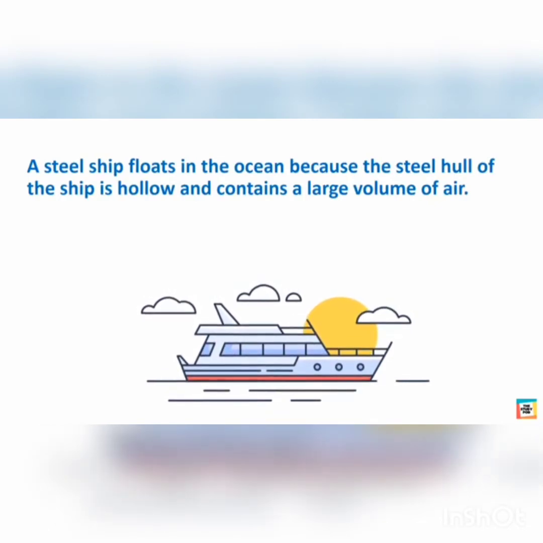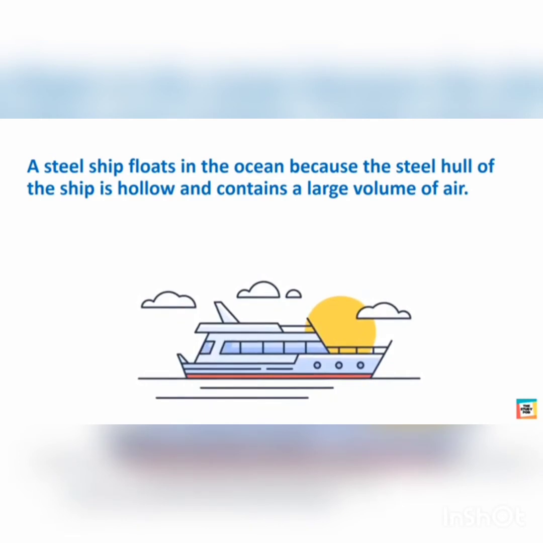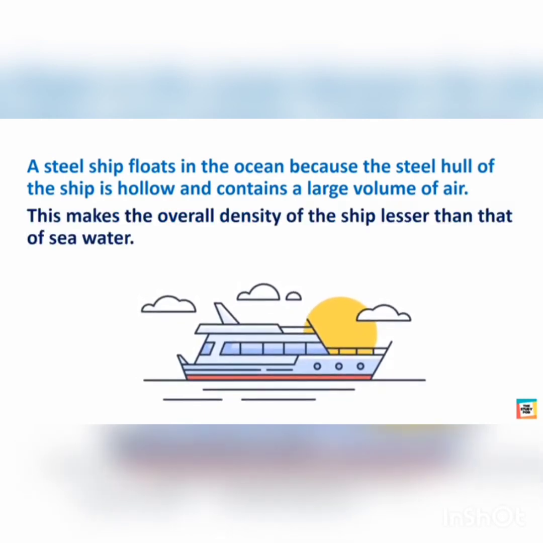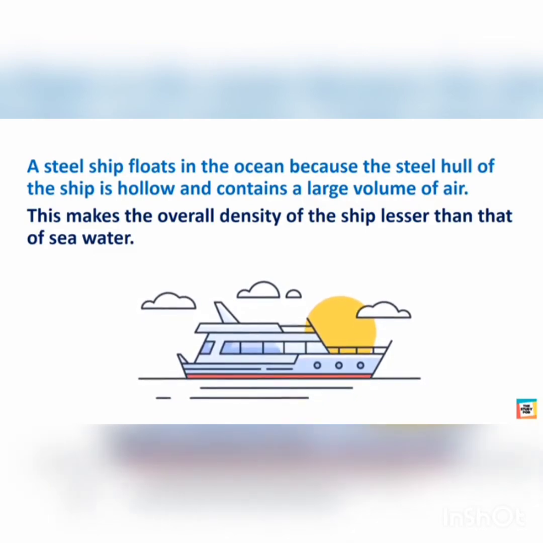Have you ever wondered how such a huge and heavy ship floats on the water? A steel ship floats in the ocean because the steel hull of the ship is hollow and contains a large volume of air. This makes the overall density of the ship lesser than that of seawater.